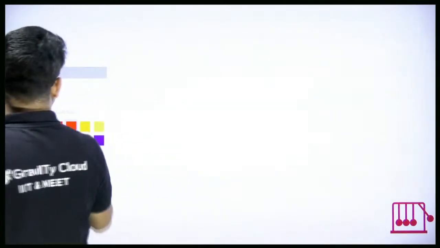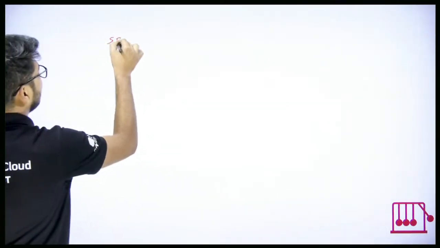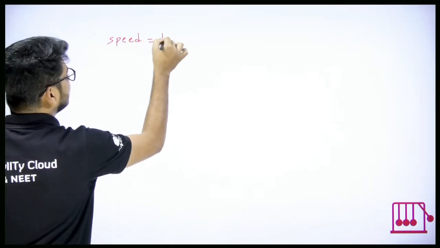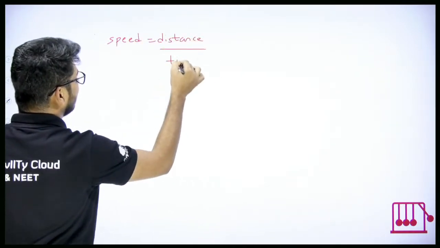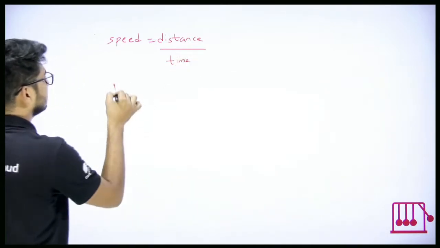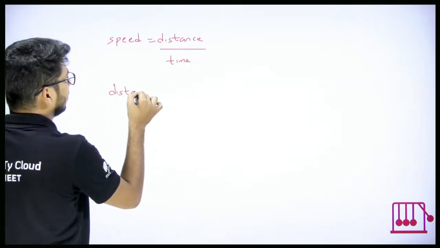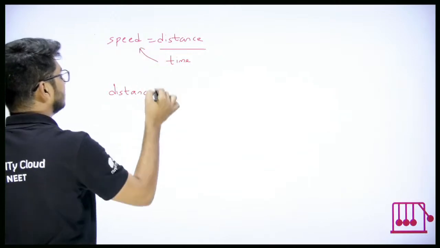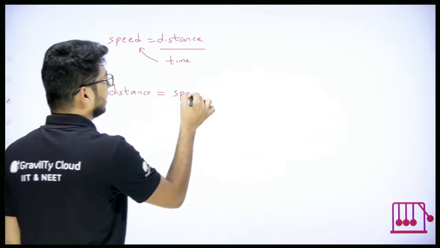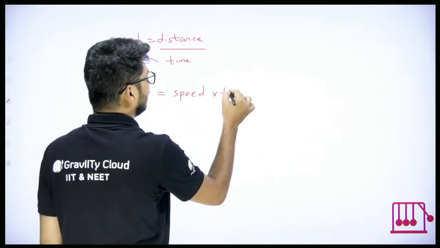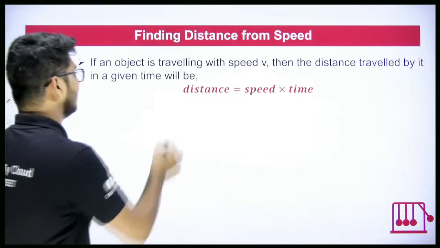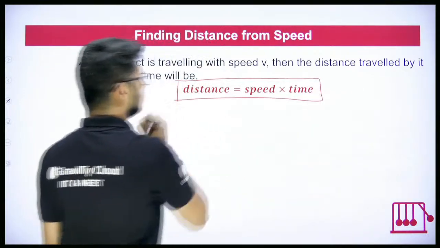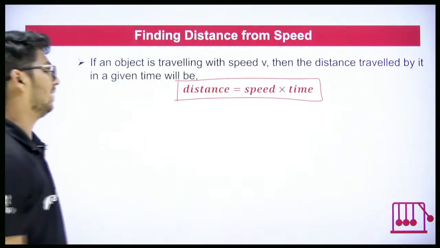Now we have a formula. We had a formula for speed as distance by time. But if I need a formula for distance, do you know what it is going to be? You take time to that side, it becomes multiplication. Distance will be equal to speed into time. So if you have speed and time, you will get distance.